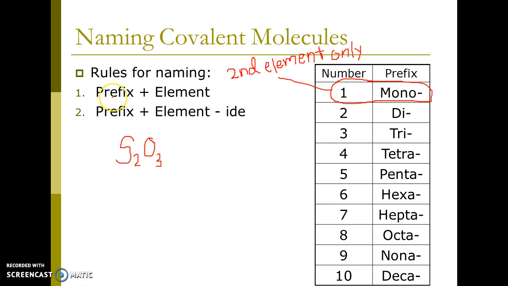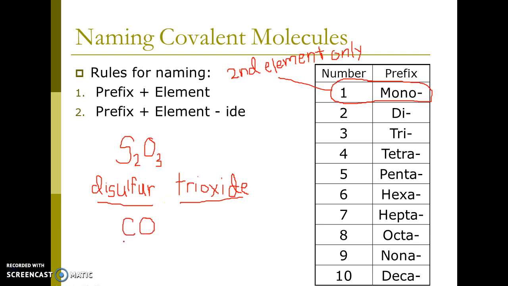We are going to use a prefix first for our elements, meaning like I see S2. The prefix for 2 is di, so I'd write di, and then I'd write the name sulfur. For the second element, I have oxygen, and there are 3 of them, so this would be trioxide. So altogether, I have disulfur trioxide. Let's look at another one.